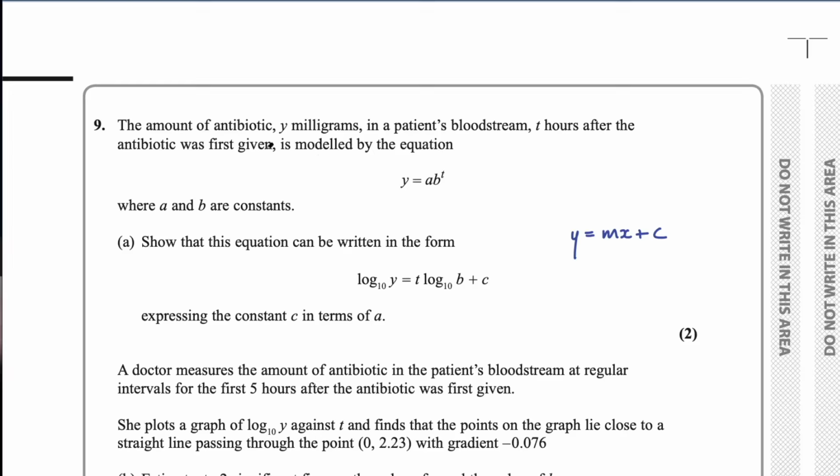So this says the amount of antibiotic in a patient's bloodstream t hours after the antibiotic was first given. And the first equation we actually started with was y equals a b to the power t.